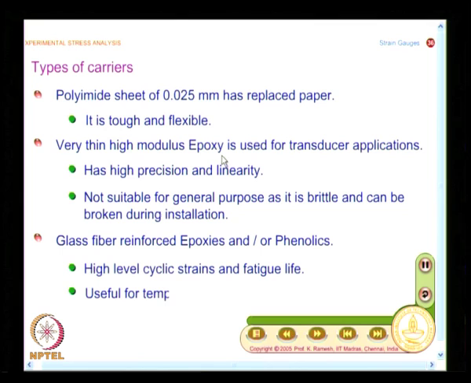We have seen simple epoxy being used. You also have situations where you need to go in for glass fiber reinforced epoxies and phenolic carriers, and we will take up an example later how the choice of the carrier and the material for making the strain gauge has an influence on stability. These are not trivial things, though it is a list of facts, sometimes boring, you need to know them, and it is also surprising. You have a polyamide sheet, you have an epoxy, and you also have glass fiber reinforced epoxy. So, that means it is for high level cyclic strains and fatigue life. You go in for a very special carrier, and this is useful for temperature up to 400 degree centigrade.